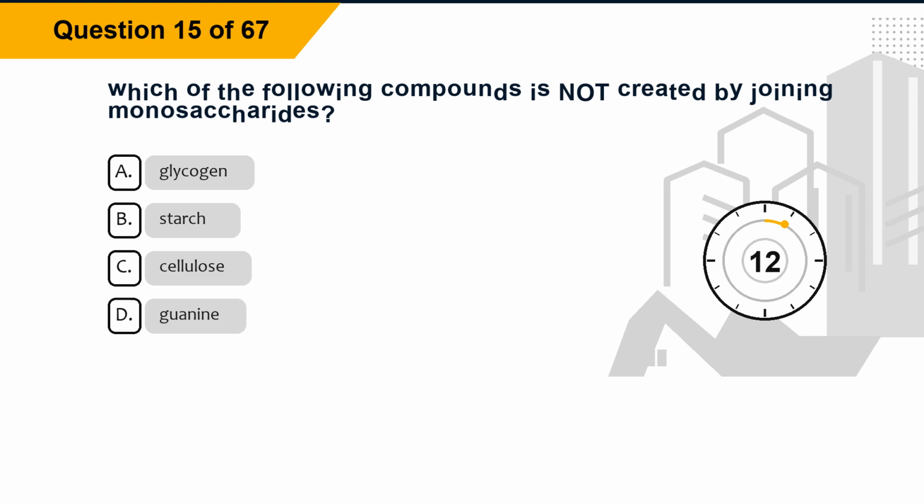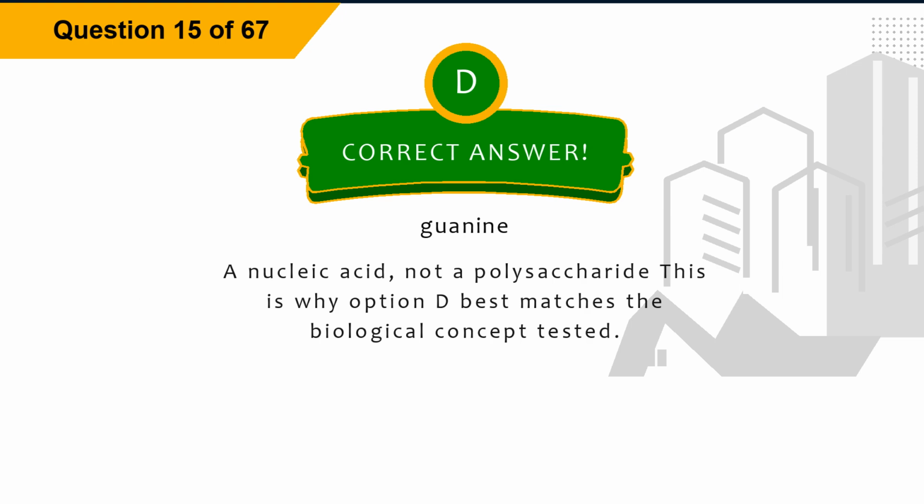Question 15. Which of the following compounds is not created by joining monosaccharides? Option A, glycogen. Option B, starch. Option C, cellulose. Option D, guanine. The correct answer is option D, guanine. Explanation. Guanine is a nucleic acid, not a polysaccharide. This is why option D best matches the biological concept tested.